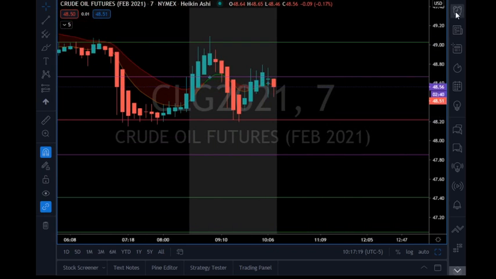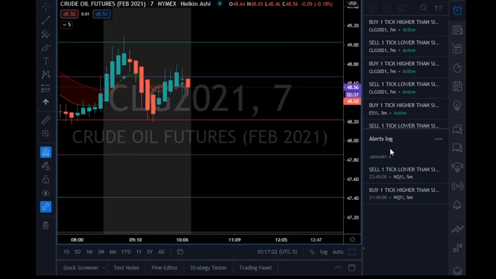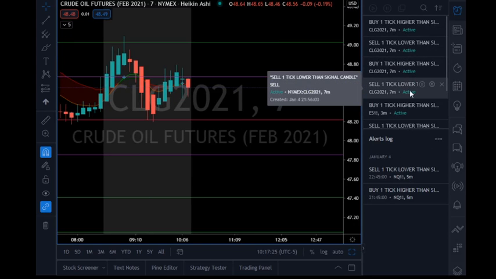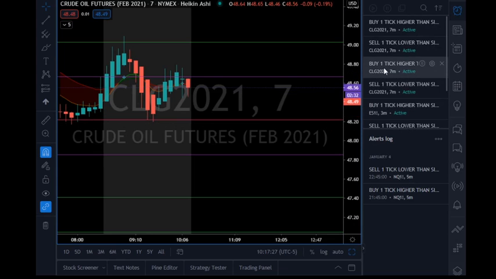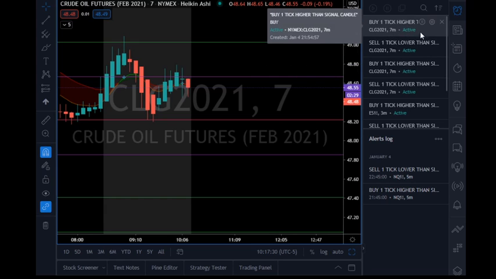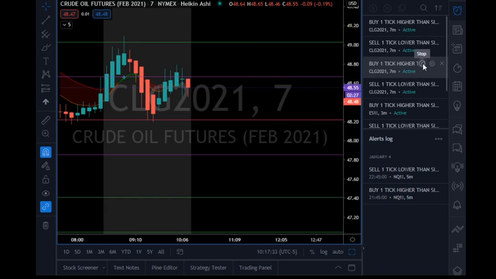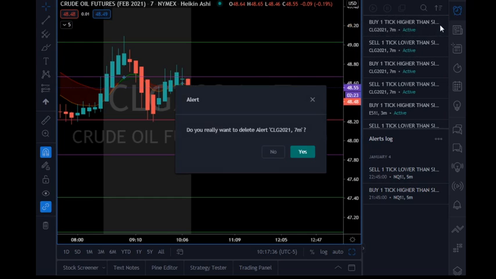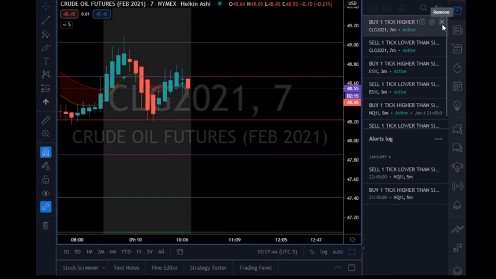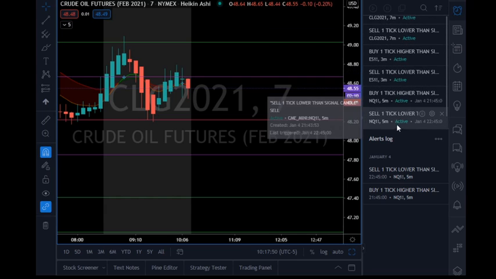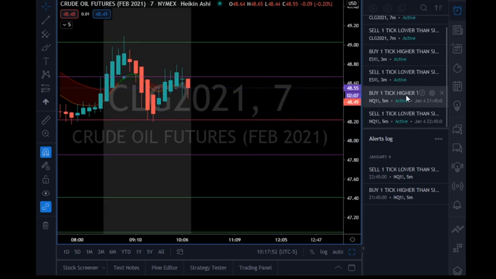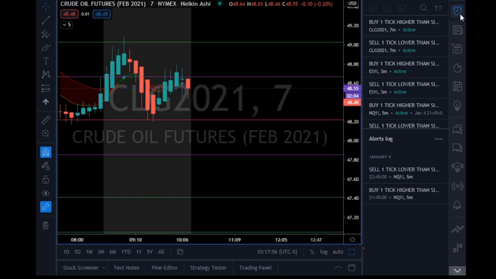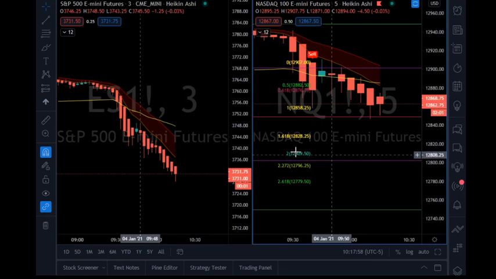I already created an alarm for crude oil, so once there is a sell signal or buy signal, it will trigger for me immediately. There's a lot over here. It shouldn't be. Supposed to be 6: 2 from Nasdaq, 2 from mini S&P, and 2 from crude oil. Okay, now we just need to wait.